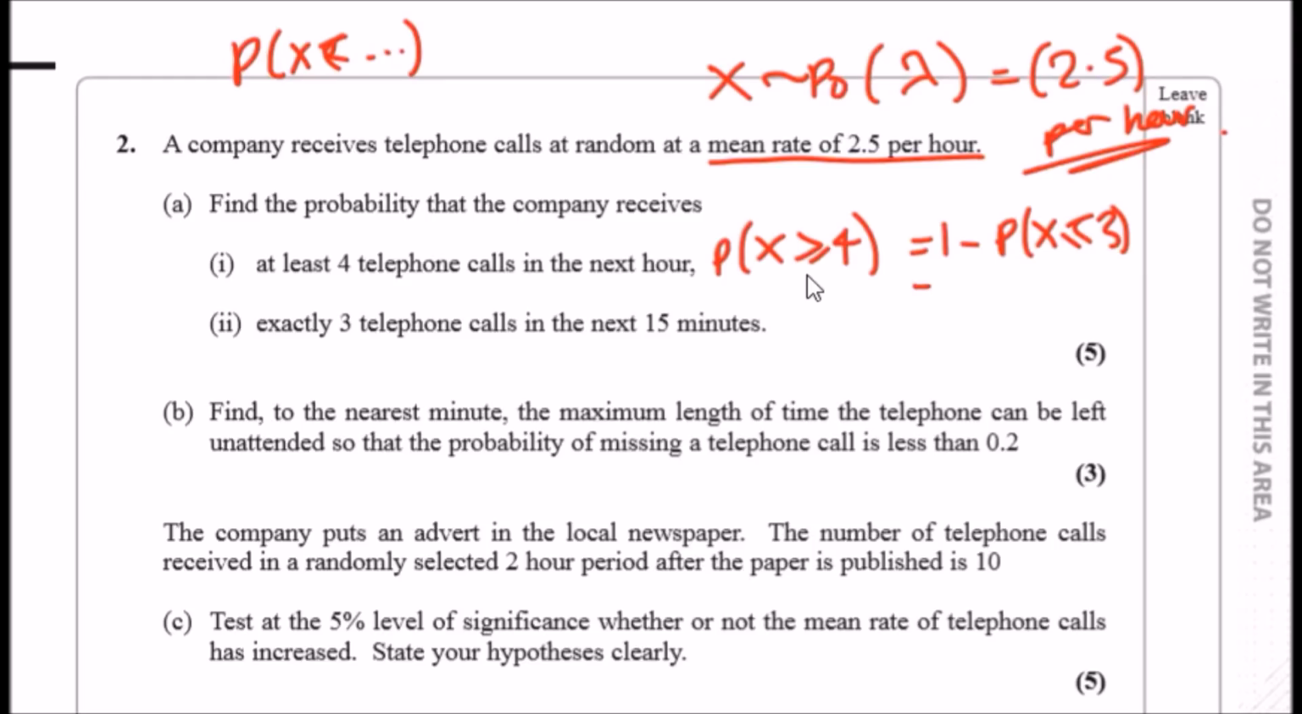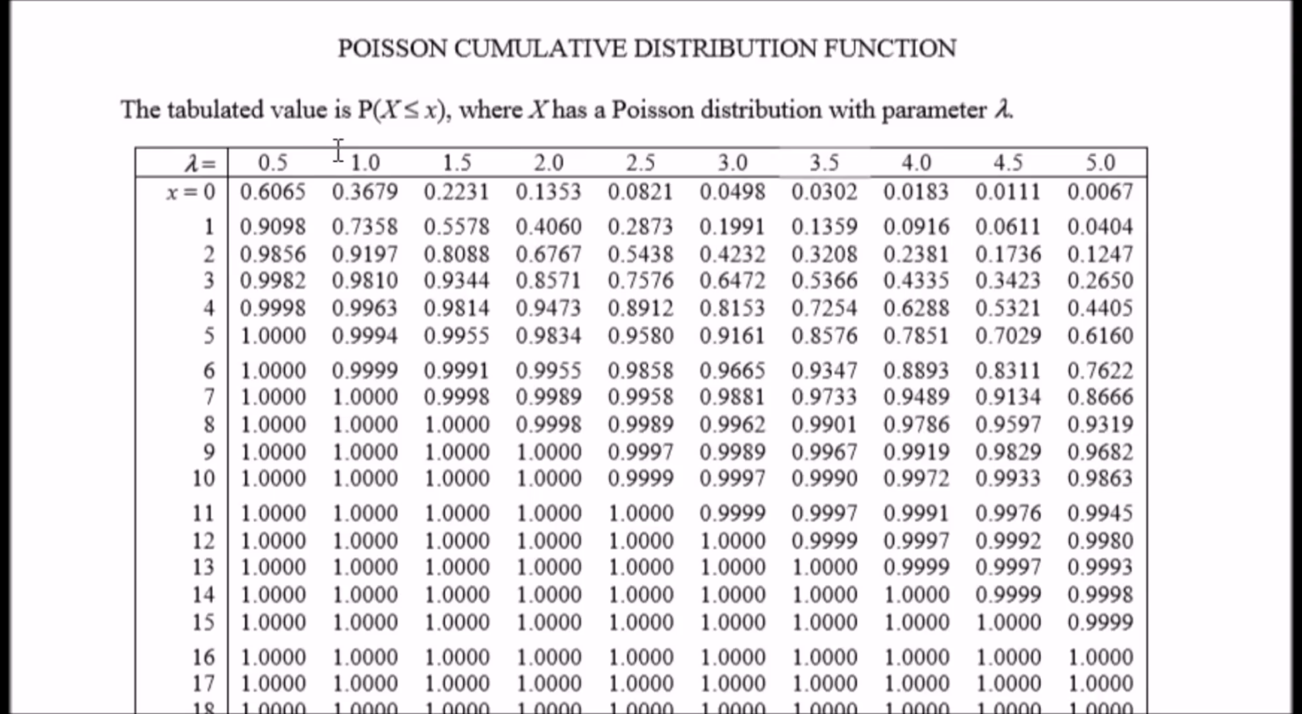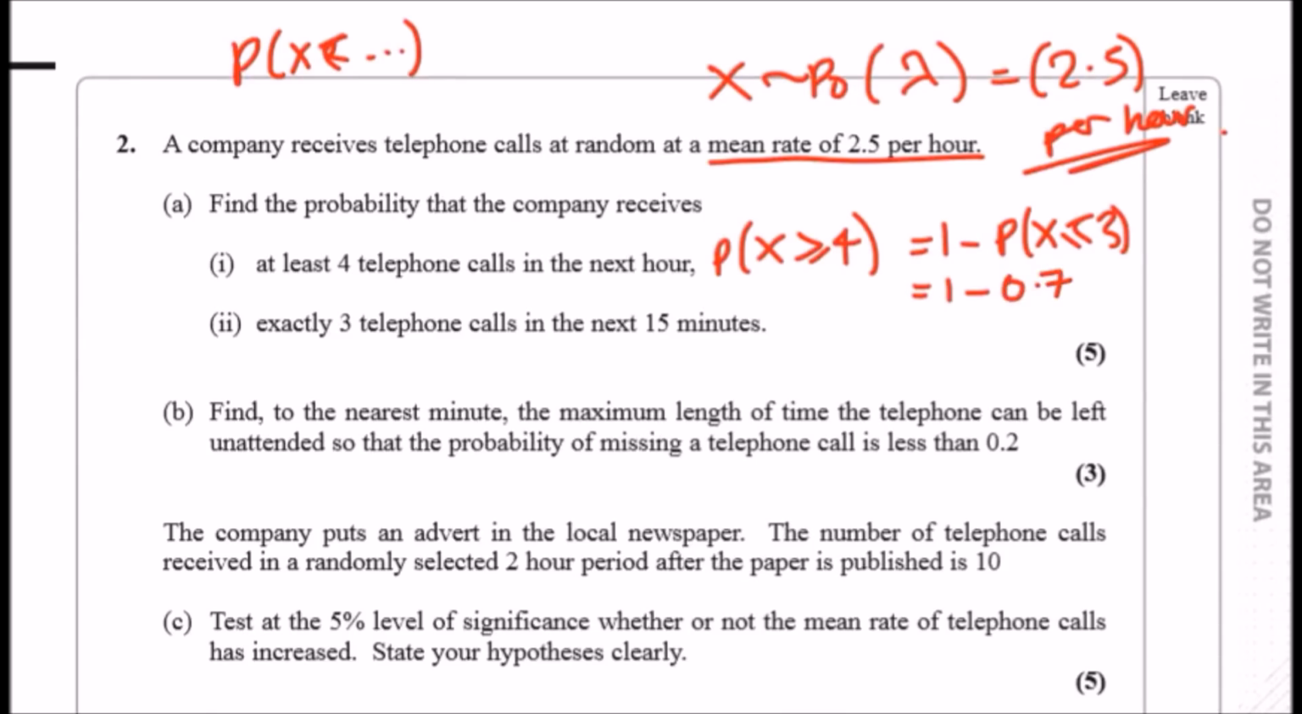Now doing that is quite easy. So 1 minus, and all we do is go to the tables, find X less than or equal to 3, and remember to follow the lambda. So look at the Poisson, find 2.5, and then go down to 3. It even tells you here, this is the tabulated value, less than or equal to x. So 0.7576, and that gives us 1 minus 0.7576, which is 0.2424. Easy.